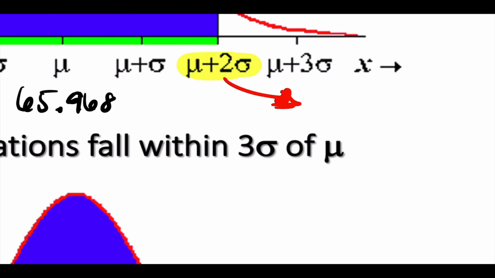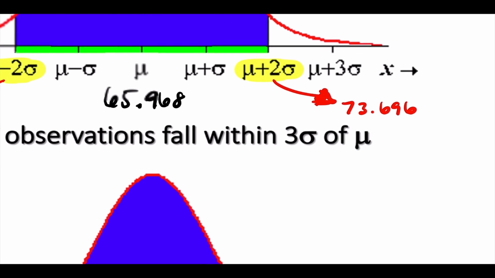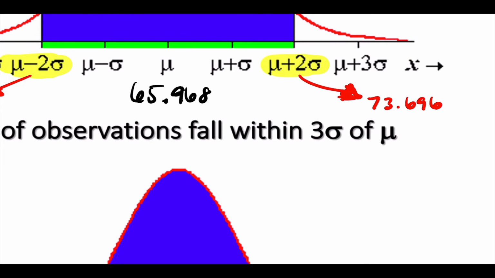Okay. So if I add 2 standard deviations to 65.6968, what do I get? 8. That's a little high. Yeah, it's a little high. 73 point what? 696. Okay. Because 2 of these guys would be 8-ish, a little under 8. So that seems pretty close.